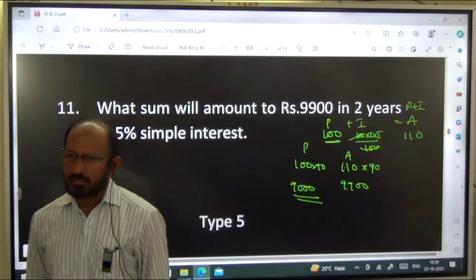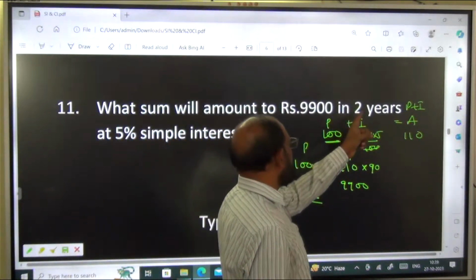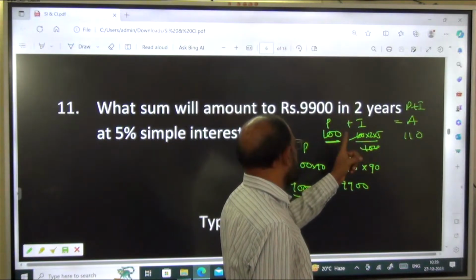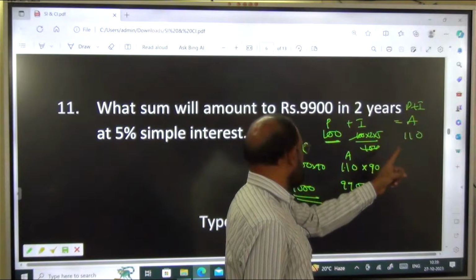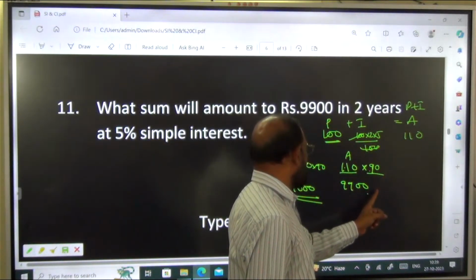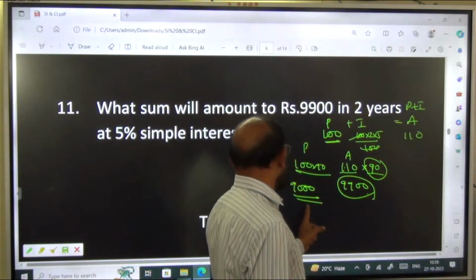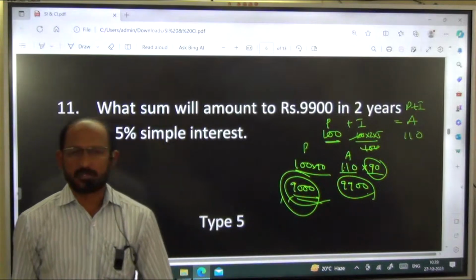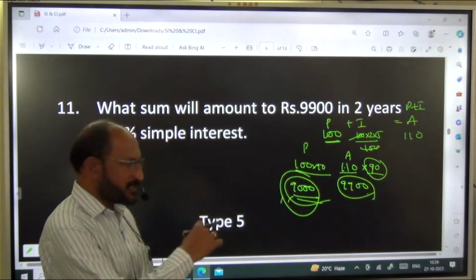So it's an easy method, just simple. For 1 year, 2 years, the interest is 10 rupees for 100 rupees. Then the total amount becomes 9,900, so 110 into 90. So we have to multiply by 90. So 100 into 90, 9,000 is the answer. Is it clear? Yeah, just a simple method.